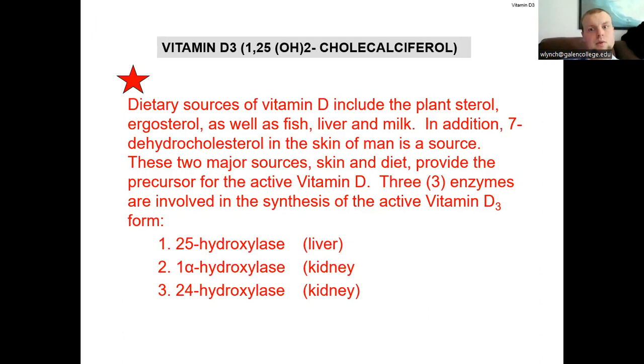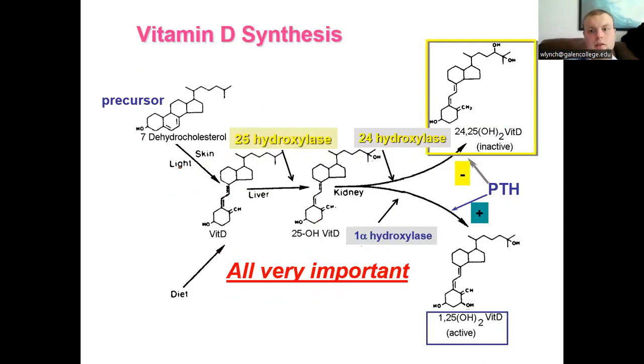So we have to take it through 3 enzymatic reactions in order to get to active D3. We have 25-hydroxylase, which exists in the liver. We have 1-alpha-hydroxylase, which exists in the kidney, and we have 24-hydroxylase, which also exists in the kidney. If we're going to take it to the active form, we have to go through 1-alpha-hydroxylase. If we take it to the inactive form, we go through 24-hydroxylase.